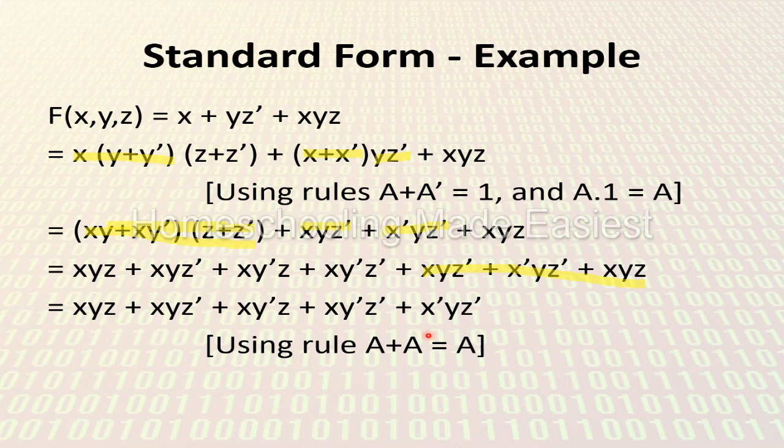As we have understood from the previous discussion, an expression in standard form is such that each term in the expression is either a minterm or a maxterm. In this case, all the terms now in our expression are minterms. A minterm is a product of all the variables.